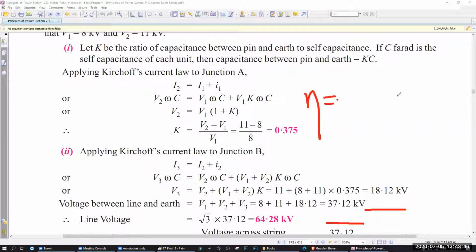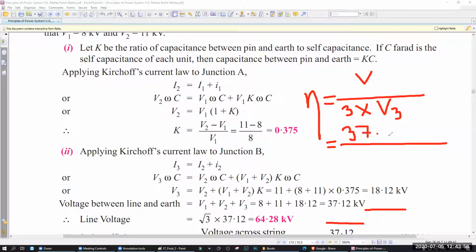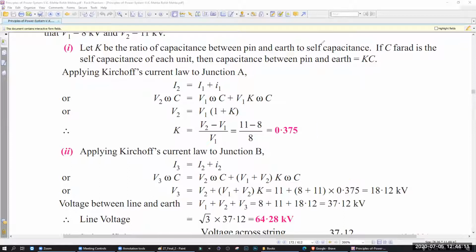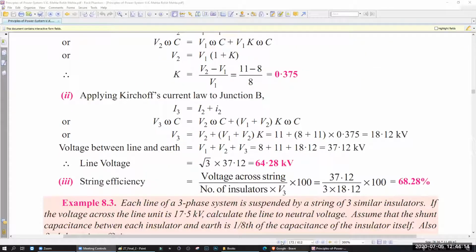The efficiency formula is V divided by 3 into V3, right? What is your V? V is 37.12, divided by 3. What is your V3? V3 is 18.12. Understand? So if you put this in your calculator, you will see your efficiency is 68%. Very, very bad. This efficiency is very, very bad. Okay? Do you know why this value is very, very bad?